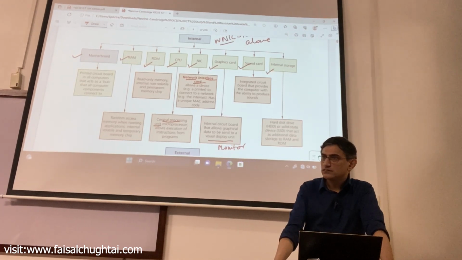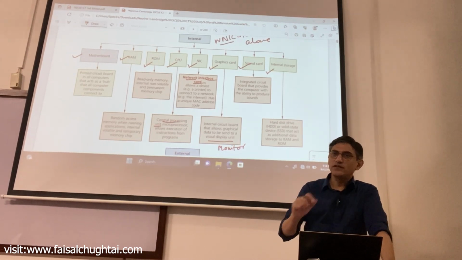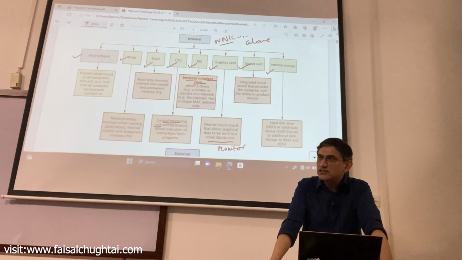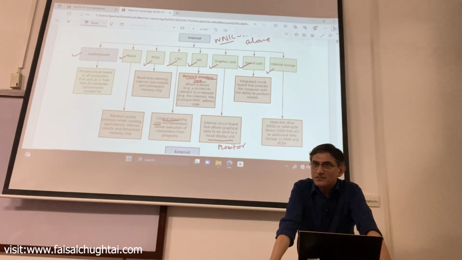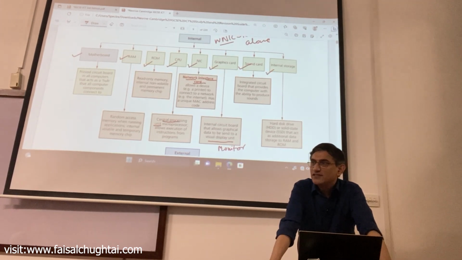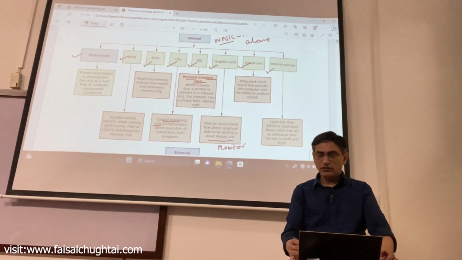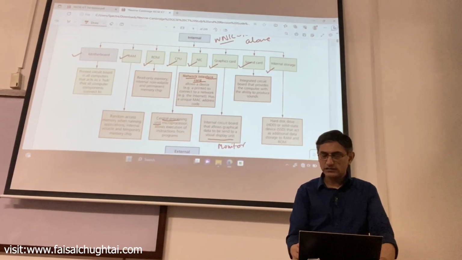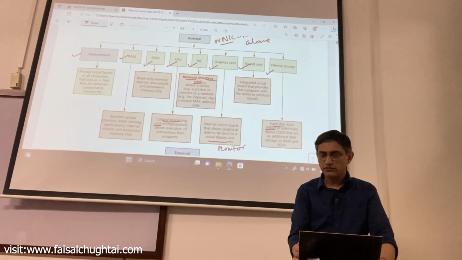Is there any other type of storage that exists which is internal to a computer other than RAM and ROM? The hard drive. The hard disk, which you normally call the hard drive, which you normally call hard disk. Everybody knows the term hard disk. But the actual way of describing a hard disk is HDD, which stands for hard disk drive.